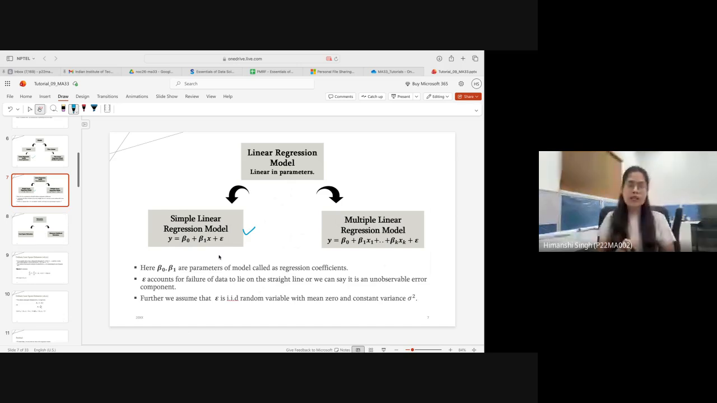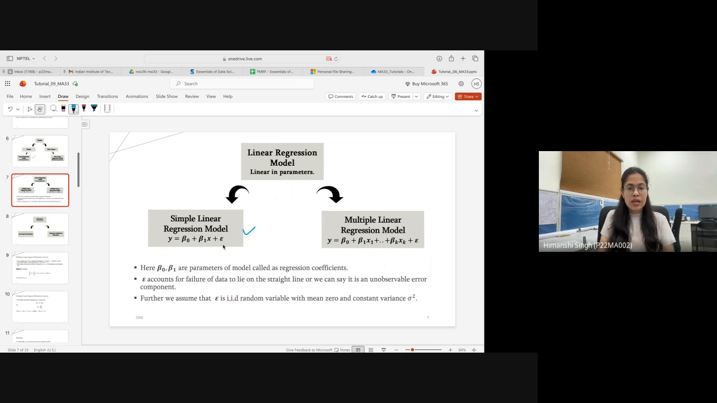See, we are talking about the simple linear regression model. Here we call these beta naught and beta 1 the parameters of the model, and they are called the regression coefficients. We can also call them parameters, because further in the upcoming time we will be estimating them. That's why this parameter notion comes into the picture.